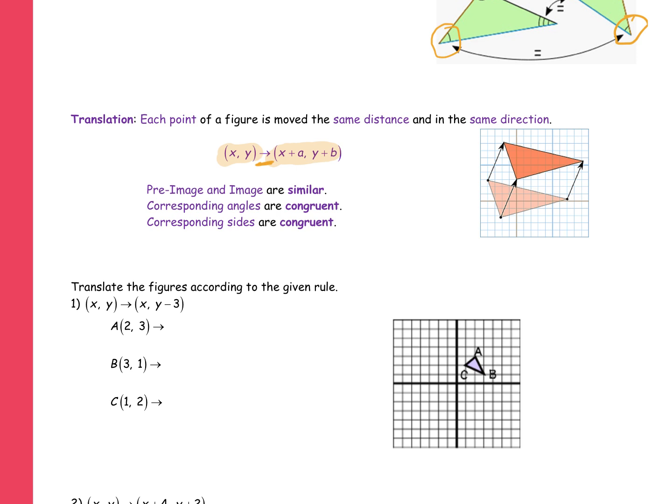Okay, so the pre-image and image are similar. Corresponding angles are congruent and corresponding sides are congruent. So technically that means the pre-image and the image are congruent, because if the sides and the angles are congruent, then the whole image is congruent.